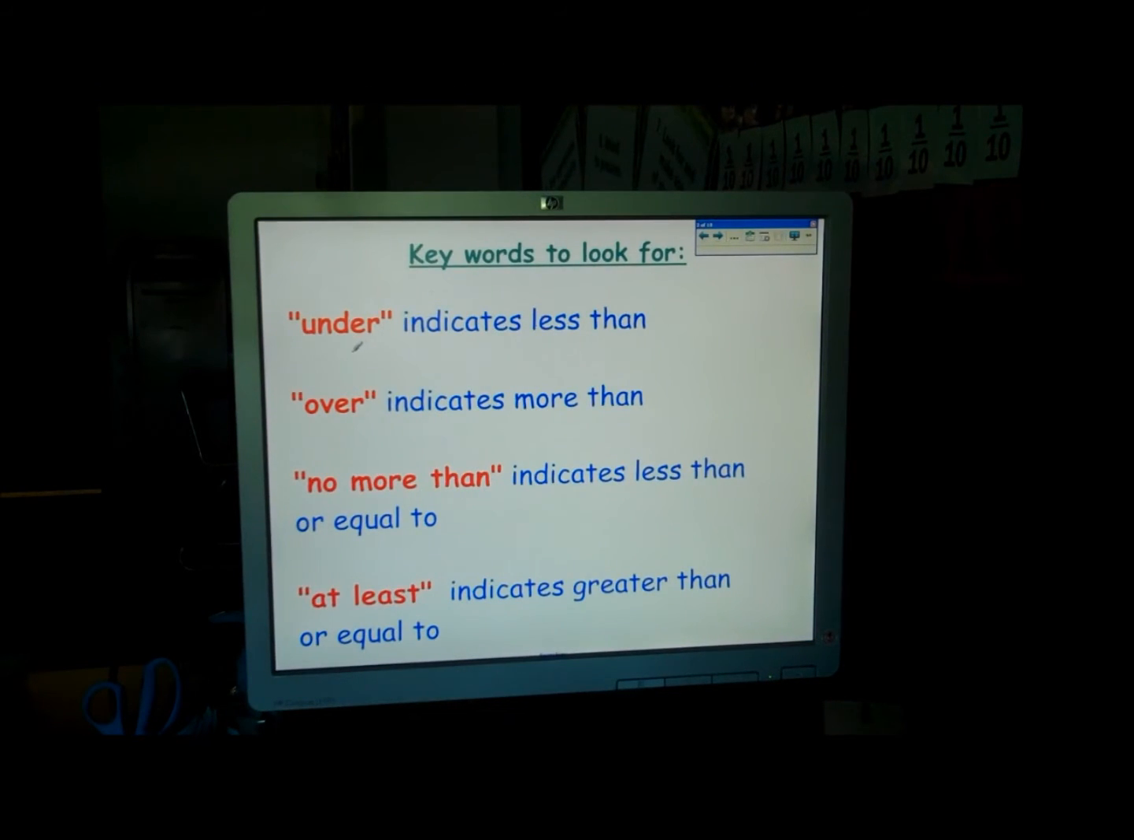Words to look for, indicators, are going to be: under indicates less than. Over indicates more than. It needs to be over 5, so that's going to be greater than. No more than indicates less than or equal to. So that than part includes the equal to. At least, it has to be at least 5. It can be 5, but it has to be at least that. It could be more than that. So it indicates that it's greater than or equal to.